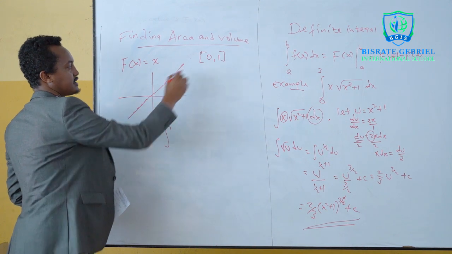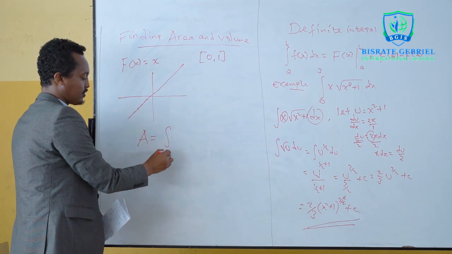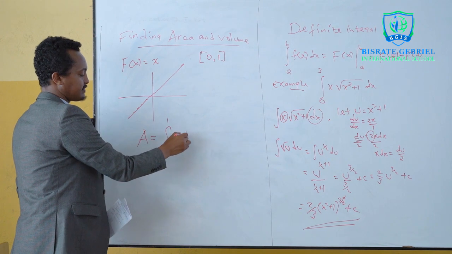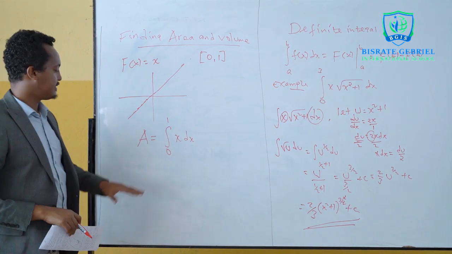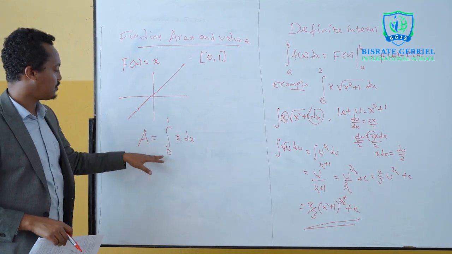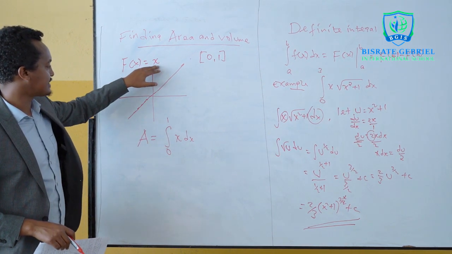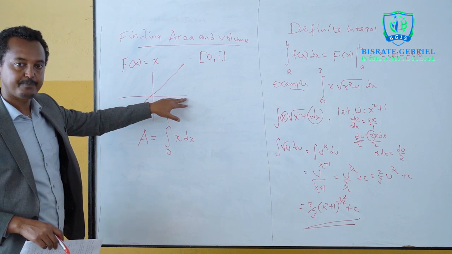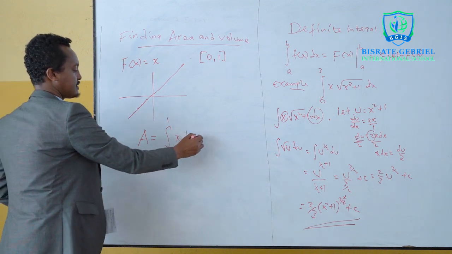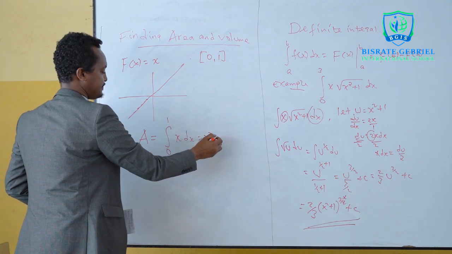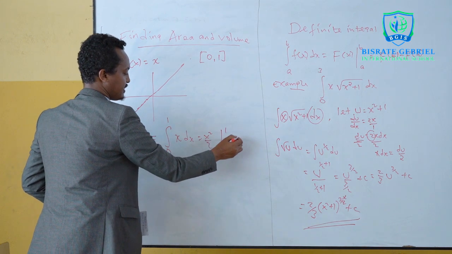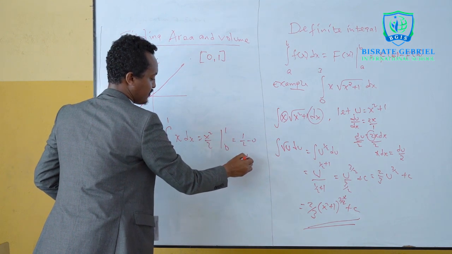We have this lower and upper limit, so we start from 0 to 1 and integrate that function. This is the area of a region which is bounded by the function x and the x-axis. So this will become x squared over 2 evaluated from 0 to 1, that is 1 over 2 minus 0, that is 1 over 2.